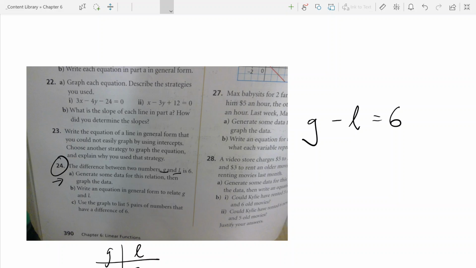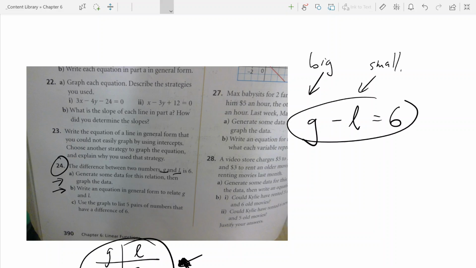So when we look over here, G is the big number, L is the small number, and the two of them have a difference of 6. I honestly don't like doing this method. I like just trying to write it as the equation to start. You can try this method if it works better for you. It's easier to see the pattern. So we have our equation here. If I take the big number and take away the little number, I'll have 6 left over.